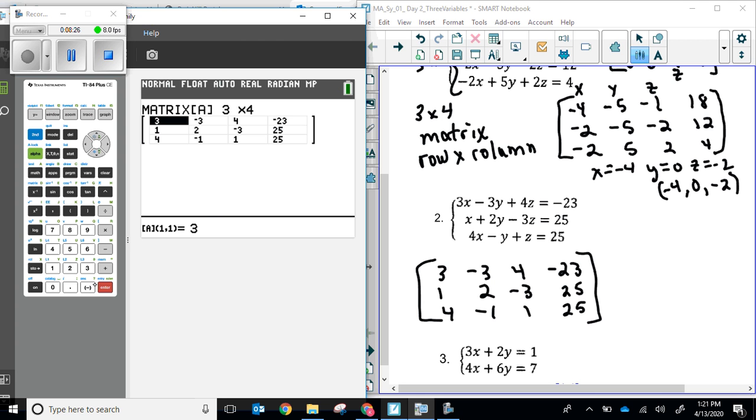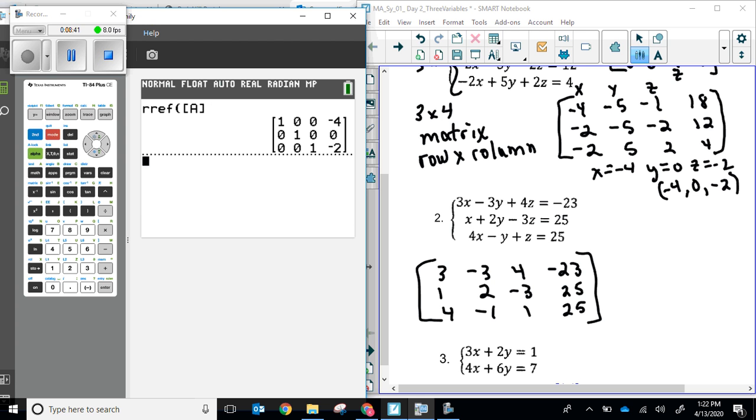All right, so just to double check. 3, 1, 4, -3, -2, 4, 3, 1, -23, 25, 25. All right. So second quit. Some of you that have the newer calculators can just arrow up and highlight that RREF matrix A and press enter, and you don't have to retype the whole thing. I can't remember if any of you have the older calculator, so I'll go through it again.